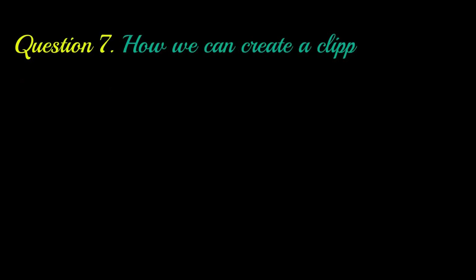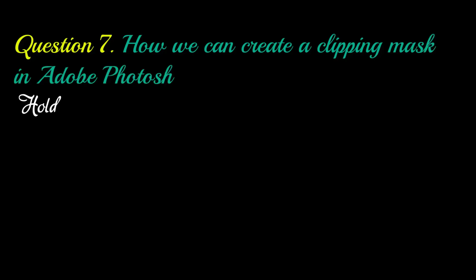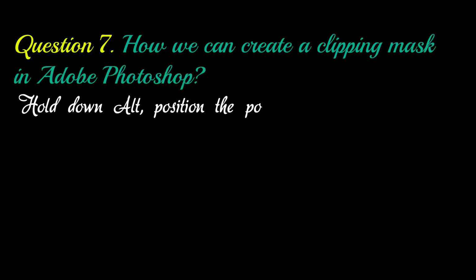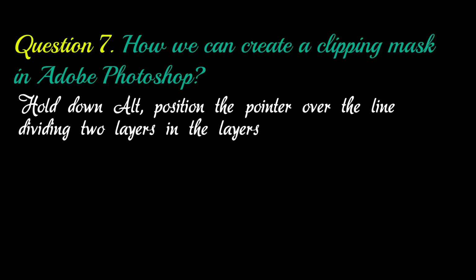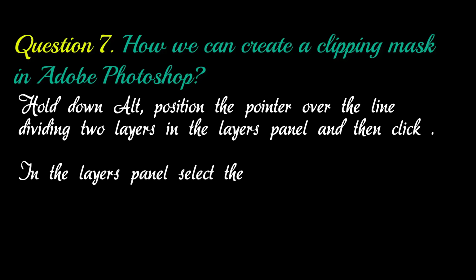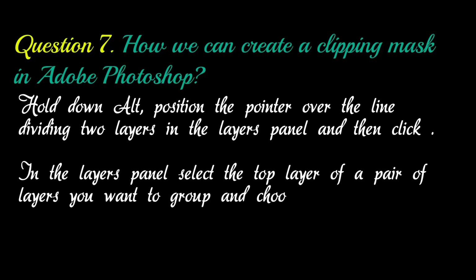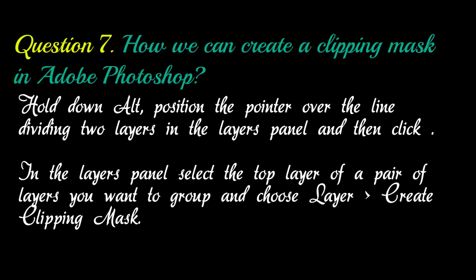How can we create a clipping mask in Adobe Photoshop? Answer. Hold down Alt, position the pointer over the line dividing two layers in the Layers panel, the pointer changes to two overlapping circles, and then click. Or, in the Layers panel, select the top layer of a pair of layers you want to group and choose Layer, Create Clipping Mask.